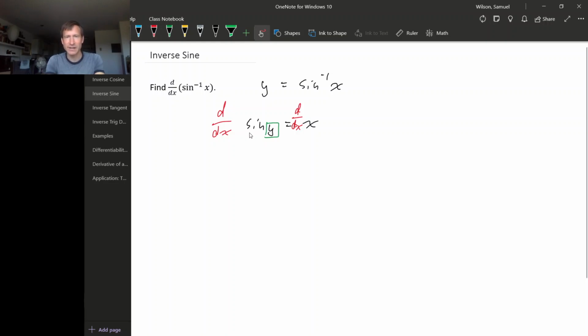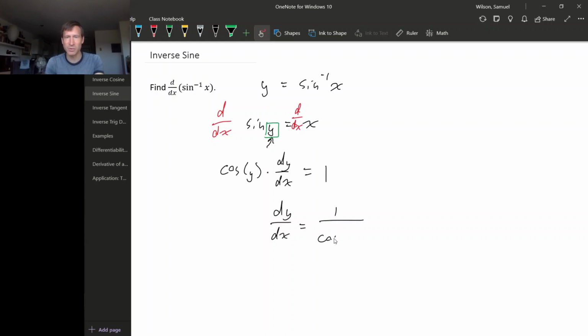So we get derivative of sine is cosine. And then we have to multiply by the derivative of the inside, which is y, so that's dy/dx. And then on the right-hand side, derivative of x with respect to x is 1. Now we can solve for the derivative we want. Solving for dy/dx, we get dy/dx is 1 over cosine y.